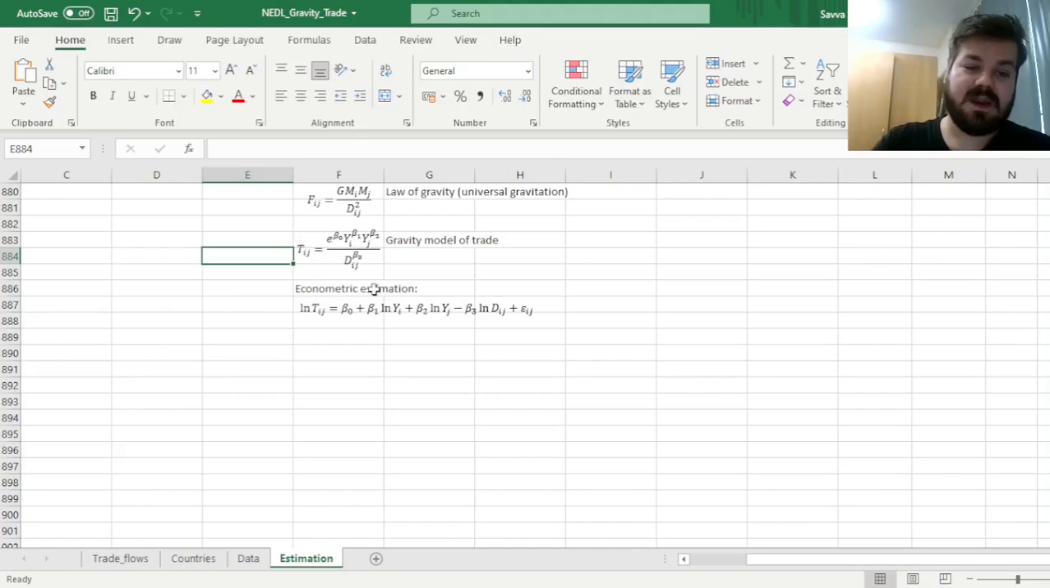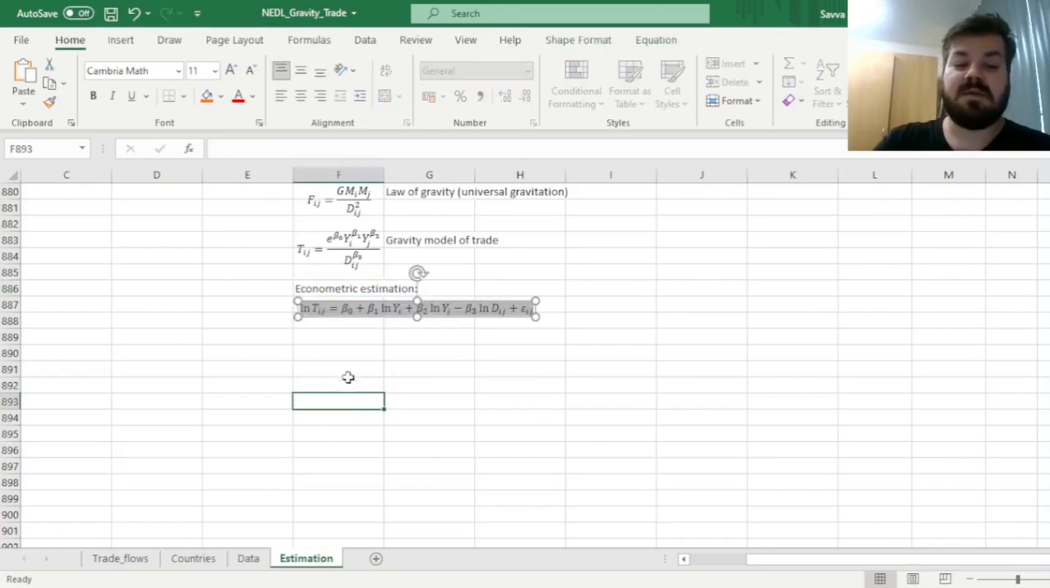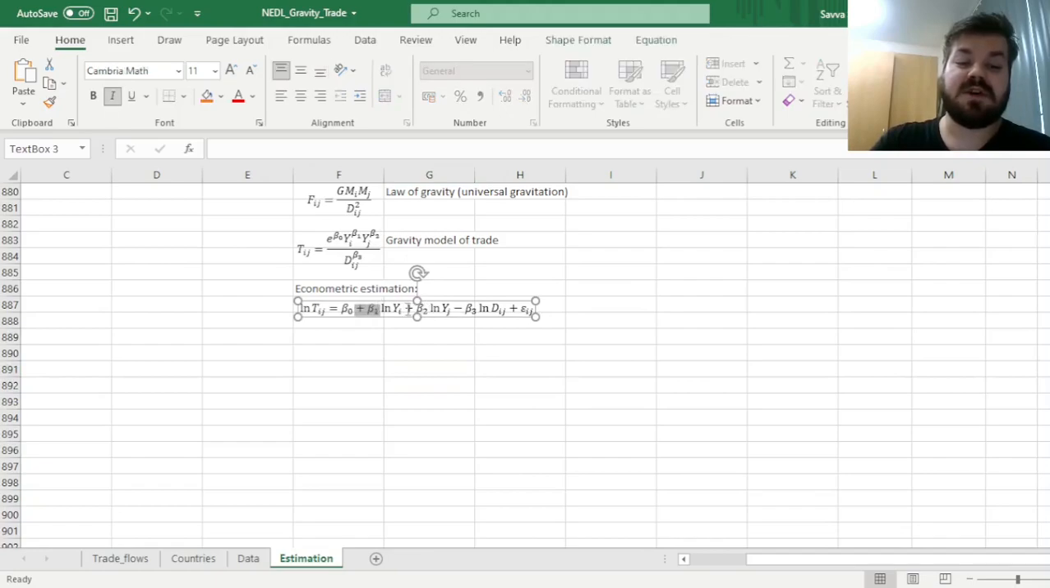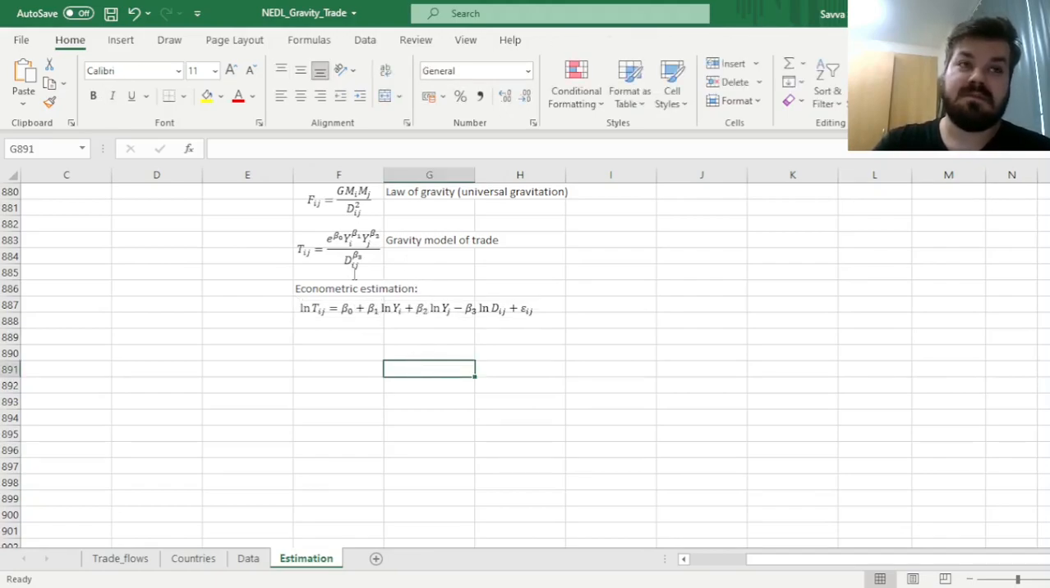And here we can see the analogy. To estimate a gravity model of trade econometrically, we just take the natural logarithm of trade, and that is a nice linear expression that breaks down from this particular product. We expect a positive and significant coefficient for beta 1 and beta 2. The economies become bigger and they trade more intensively. So positive and significant beta 1, positive and significant beta 2 for the same reason.